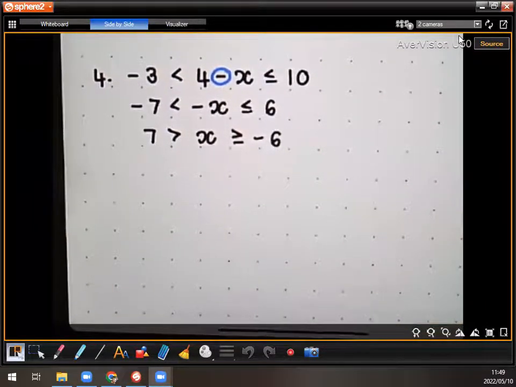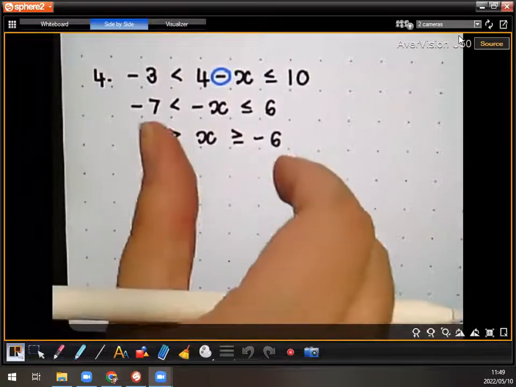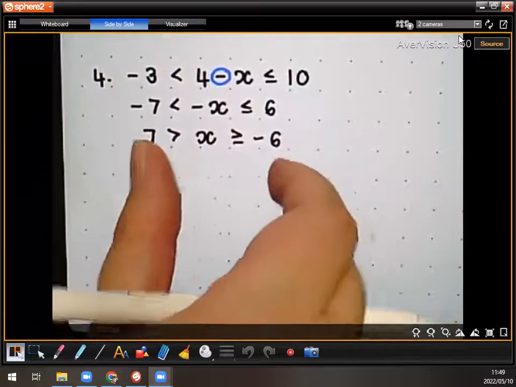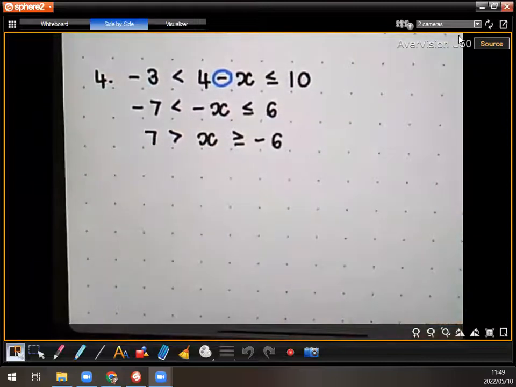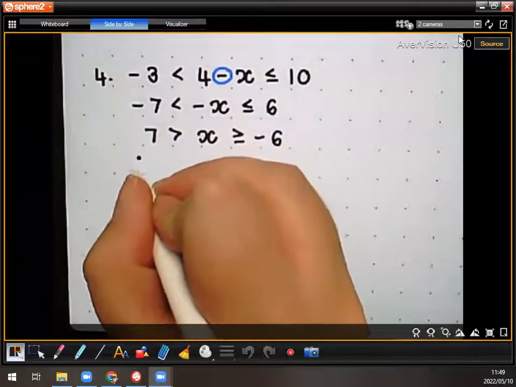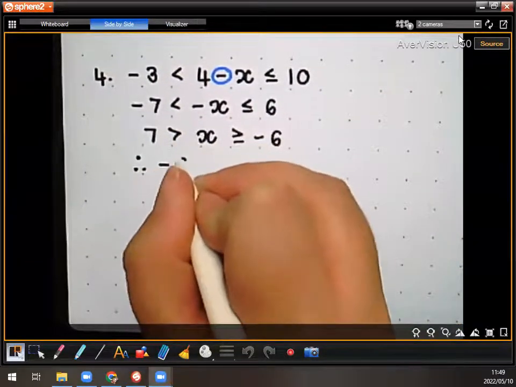Your smallest value is supposed to be on the left. So what you're going to do is take this inequality and literally just swap the whole thing around. Okay? So therefore, -6.